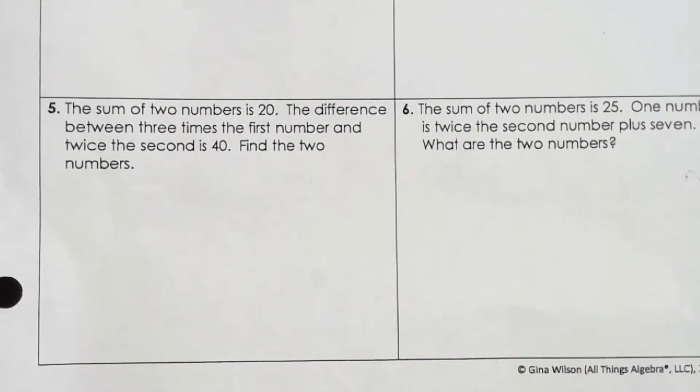The sum of two numbers is 20. The difference between 3 times the first number, so what do we think that first number is going to be? 3x. And twice the second number, what's that going to be? The difference is, so 3x minus 2y. All right, so let's go ahead and set that one up here. So number 5.